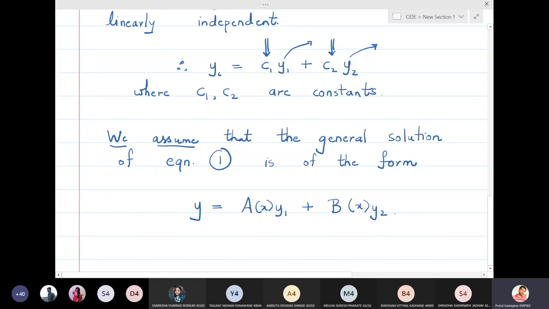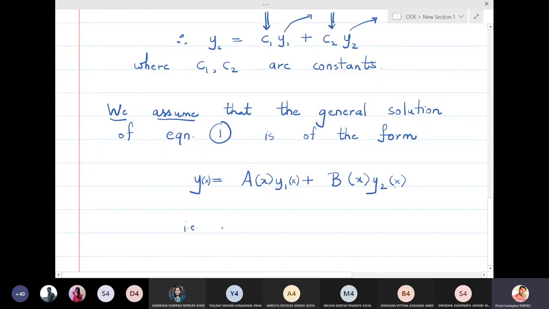Here c1 and c2 will not change, even if x changes, they remain constant. But now if x changes, a will also change, y1 will also change, b will also change, y2 will also, because y1 and y2 are already functions of x, and therefore y is also a function of x. So if a, y1, b, y2 start changing, eventually y will also change. So this is my y. Let me omit the x and write simply y equal to a y1 plus b y2. Now all of us know that a, b, y1, y2, y all depend on x.